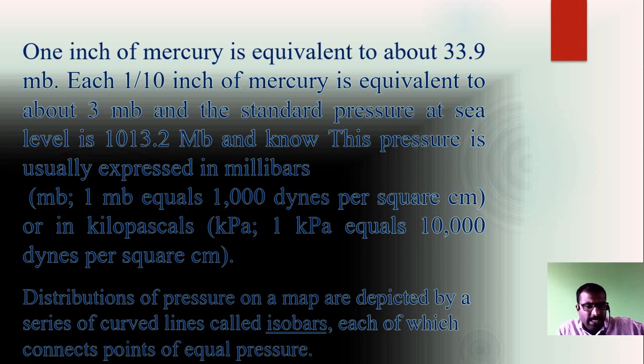Second thing, the distribution of pressure on a map is depicted by a series of curved lines. If you see the map, atmospheric pressure is shown by lines. These lines are called isobars. Each connects points of equal pressure. For example, 100 millibar, 100 millibar, 100 millibar: all these points are connected by one curved or imaginary line. This imaginary line is called an isobar, and this is shown on the map by isobar lines.